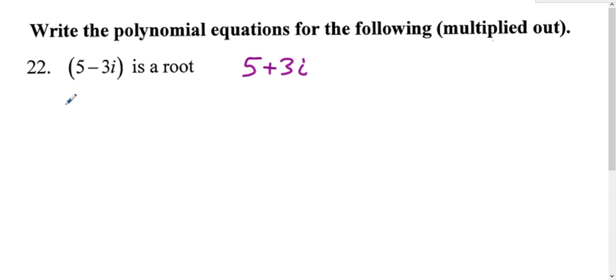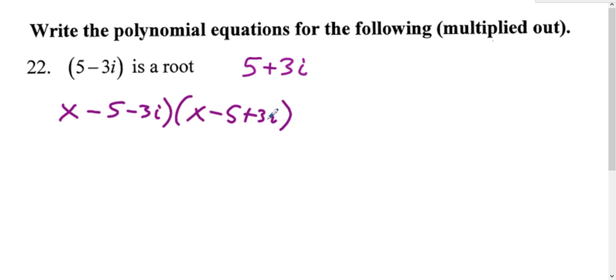To multiply this out, you'd have to write it as x minus the root. So x minus 5 minus 3i and x minus 5 plus 3i. You need to write them out so you can multiply them together. Since they are conjugates, you can use that shortcut, MAM.